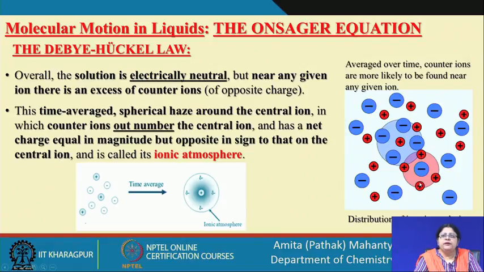Whether it is a negative ion or a positive ion, it will be surrounded by a haze of oppositely charged ions, which will outnumber the central ion. If the central ion is 1, we see at least 4 or 5 ions surrounding it here. So, this symmetric haze around the central ion, taken over a time average, is known as the ionic atmosphere. Okay.